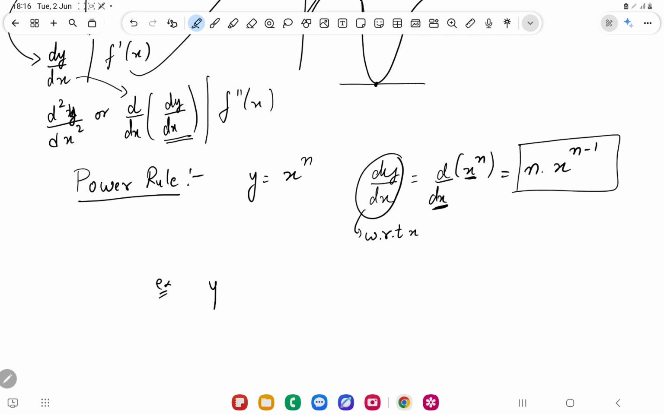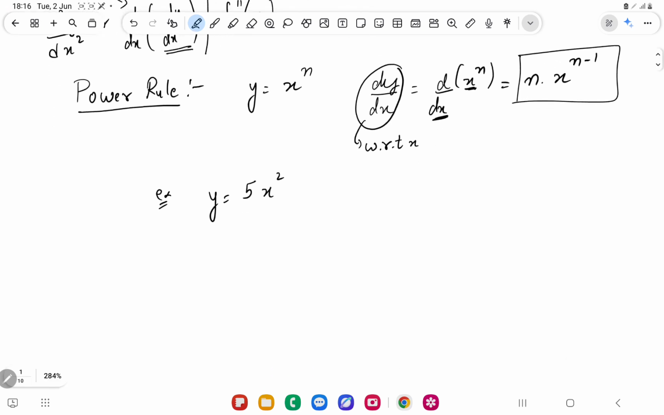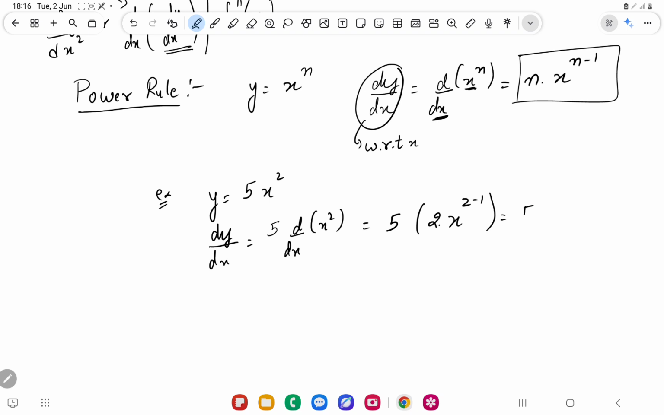Now, for example, if I say what is 5x square, I can write my dy by dx. I can take 5 common because it's a constant, so it will not affect my function. Now according to the power rule, my n is 2, so it should be n x to the power n minus 1. That will give me 5 into 2x. So the derivative of 5x square is 10x.